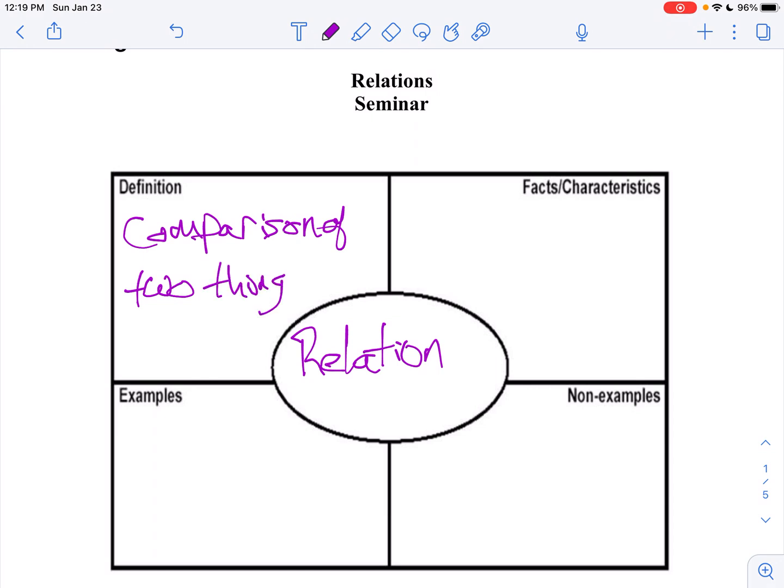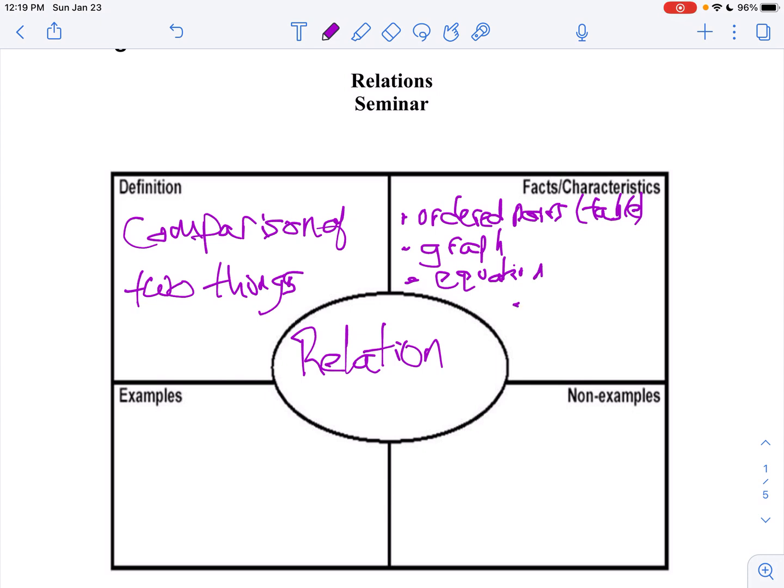Now, if we look at some facts or characteristics, we can represent a relation in a number of different ways. We can use a set of ordered pairs, which would be a table. We could have a graph. We could have an equation. We could have a mapping.